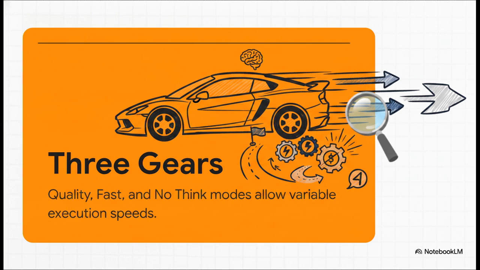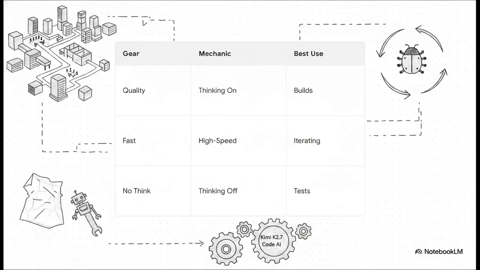And then you have no-think, where the model skips its hidden scratchpad entirely and just reasons in line to spit out an answer instantly. The real magic here is that you don't just pick a gear and forget it. You manually shift based on what you actually need.